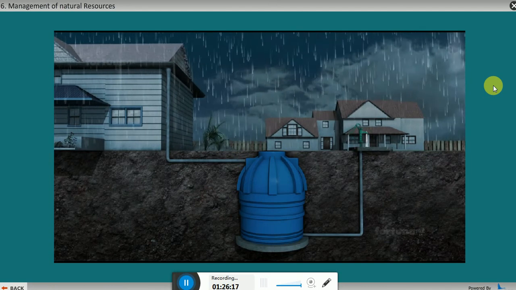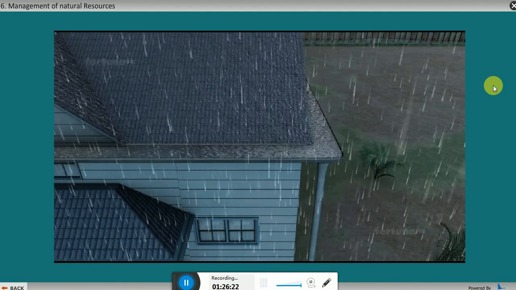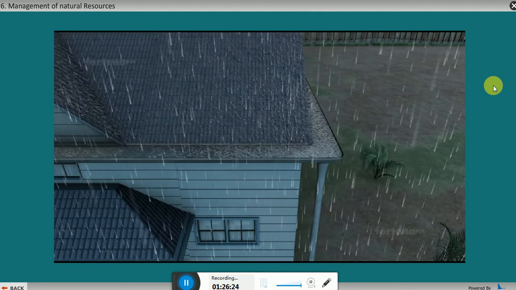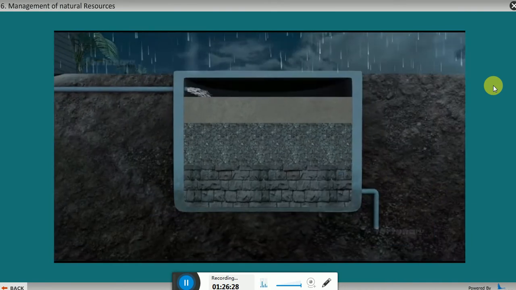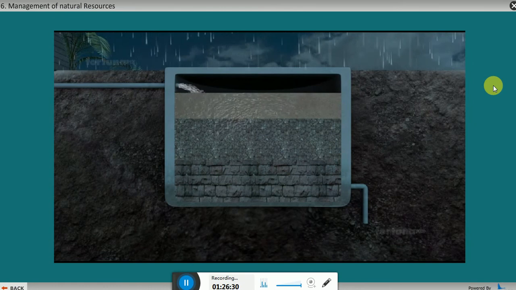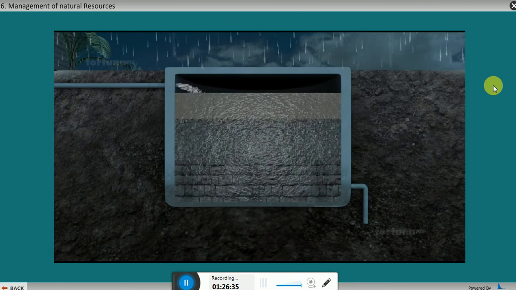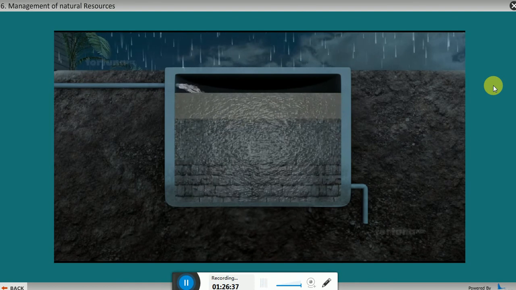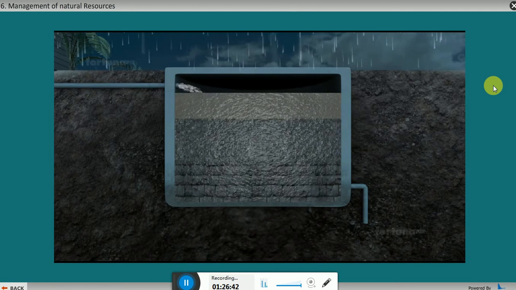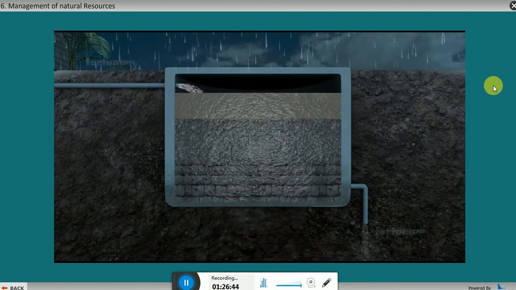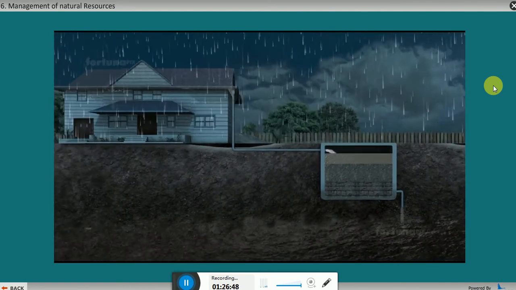A similar method is through the use of percolation pits. The rooftop water is directed into percolation pits dug into the ground. The pits are filled with a bottom layer of brick pieces, a middle layer of gravel, and a top layer of coarse sand. The layers of sand, gravel, and brick filter the rainwater before it moves through outlet pipes into the ground. Rainwater harvesting through percolation pits also recharges the groundwater.